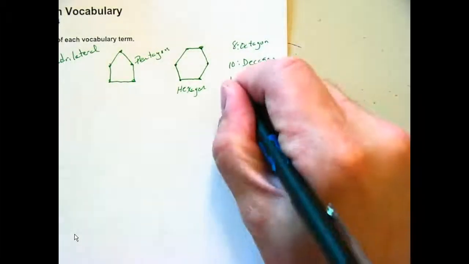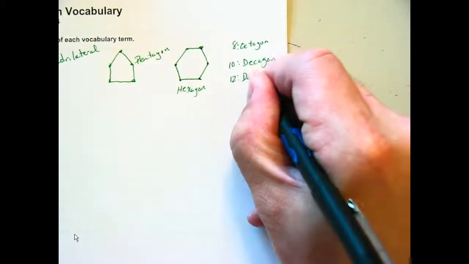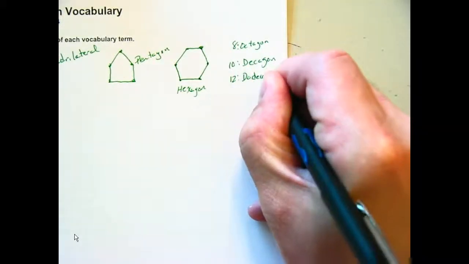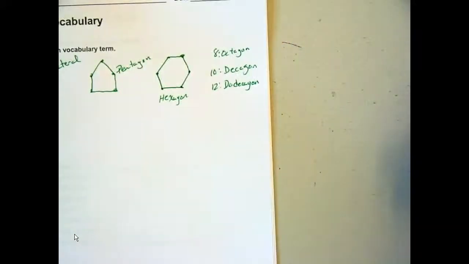What's a 12? Dodecagon. Okay, dodecagon. 11, after we get past 10, with the exception of 12, we'll just call it like an 11-agon, or 13-agon, or 14-agon. Okay? It's a polygon after that. I'm sure they have special names, we're just not going to use them.